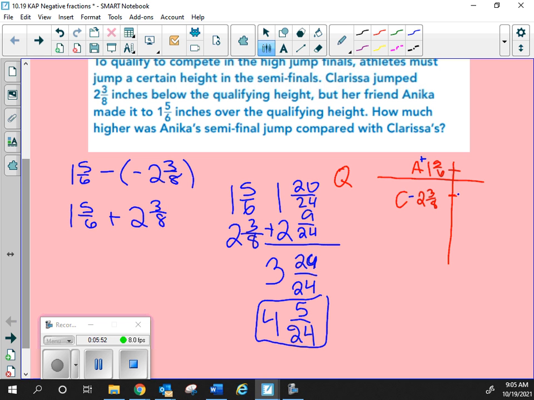Okay, so how much higher? Because again, you have to go 2 3/8, then another 1 5/6. So in total, that sort of makes sense that it's going to be like 4 something, because it's almost 2 and 2. That makes sense with my answer.